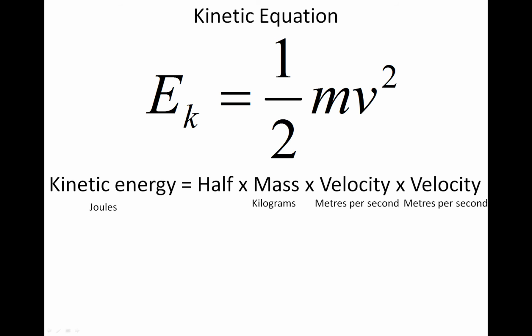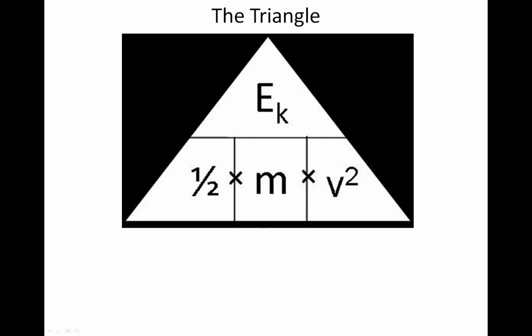So we start with the equation, EK equals a half mv squared. Now we want to fit this into a triangle. So for this method you must remember this triangle. We have EK on the top and then a half times m times v squared on the bottom.